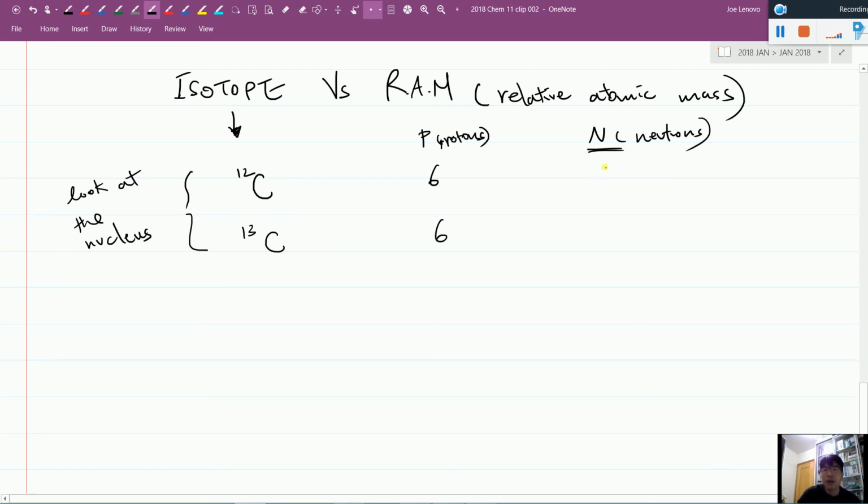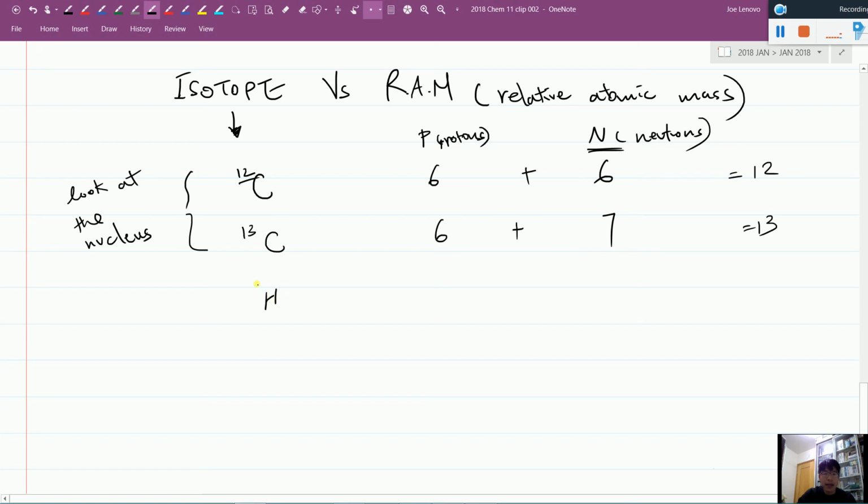For carbon-12, you have 6 protons. The 12 means the mass of the nucleus: 6 plus 6 equals 12. While 6 plus a number equals 13, and that number has to be 7. You can tell straight away that the difference between isotopes, carbon-12 and carbon-13, is their number of neutrons, right? Let me give you a few more examples.